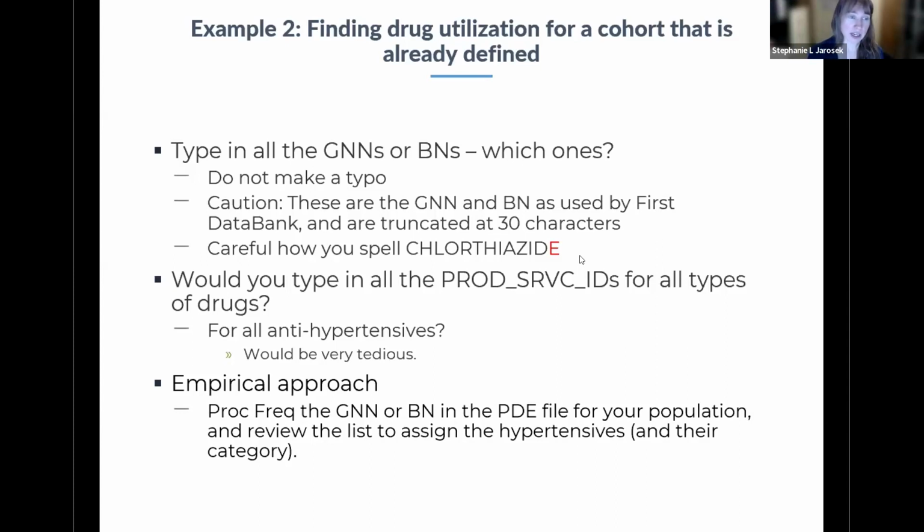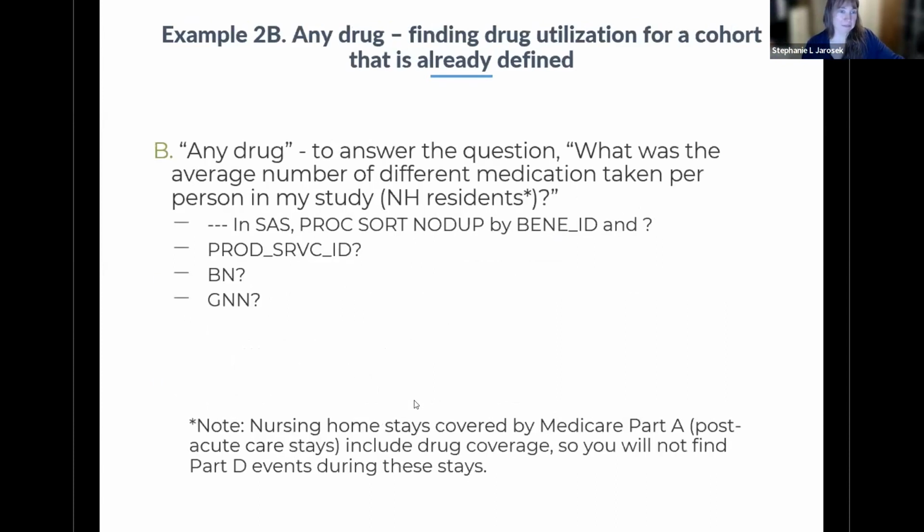If you've already defined your cohort and you know that you've got all the drug events for that cohort, you could use an empirical approach. You could say, well, I'm going to do a frequency of the drugs that they're taking, and I'm going to label them antihypertensive or not. That is something that might be done.